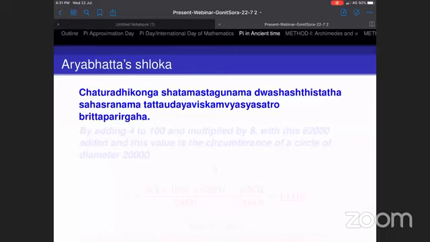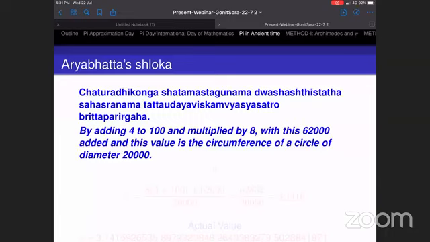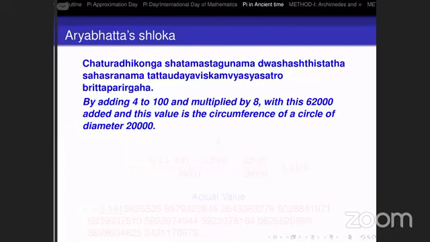Chaturadhikam means more than four. Chatur means four. Shatam Ashtagunam means 4 plus 100 multiplied by 8. With this, Dvashashti Sahasranam means 62,000 added. This value is the circumference of a circle of diameter 20,000. That is the formula given in this shloka by Aryabhatta.